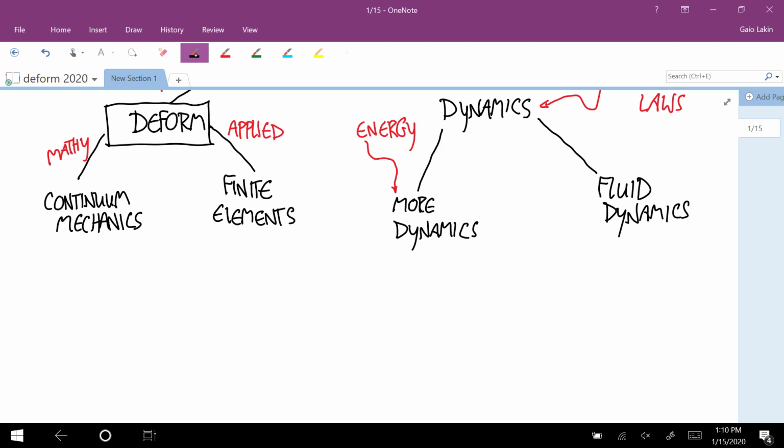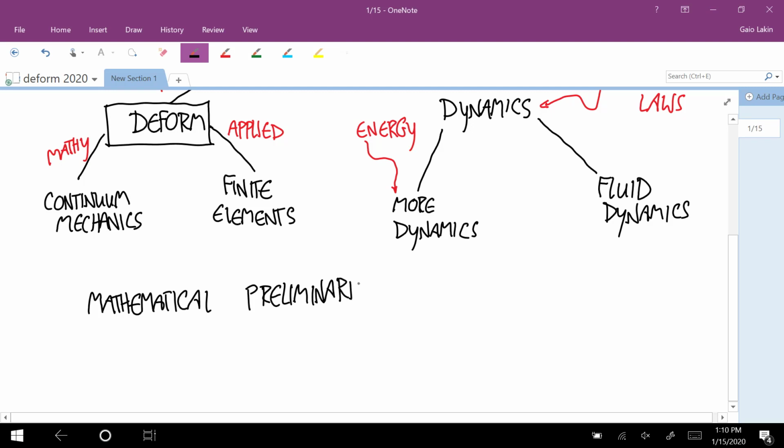Okay, so now, before we get into deform stuff, I want to go through the mathematical preliminaries for this class, stuff that maybe you've seen before, but it's going to be almost all the math we do in this class. And this is matrix math.